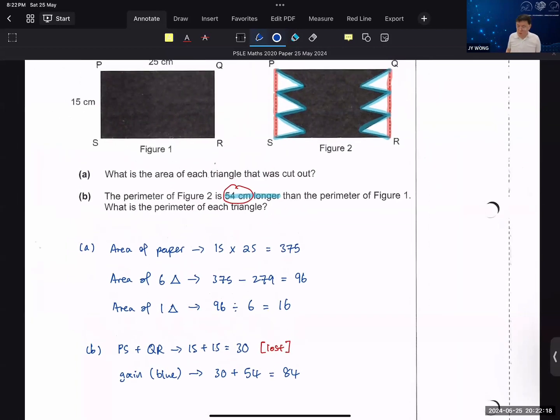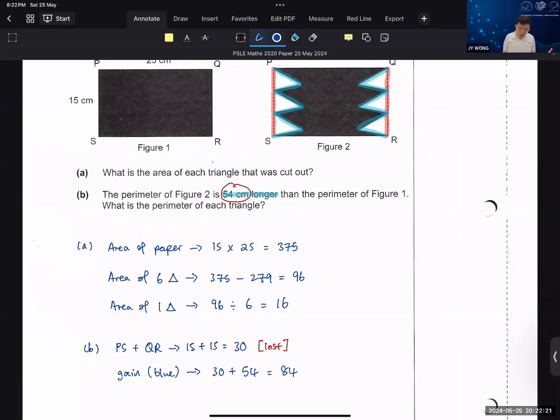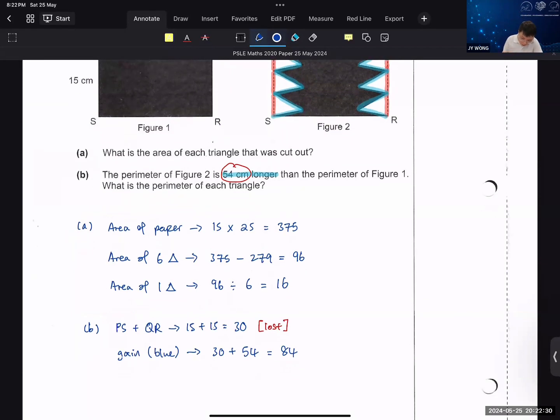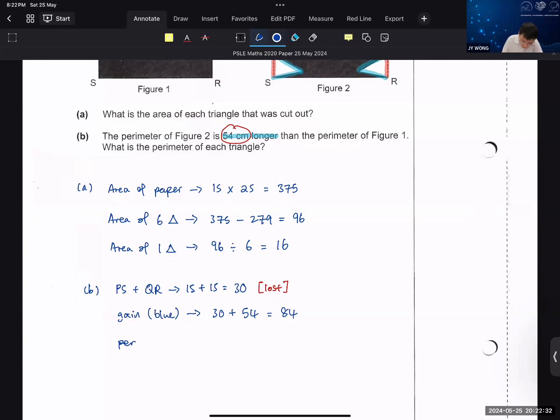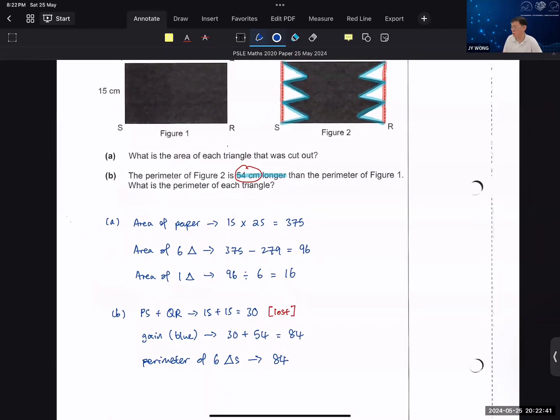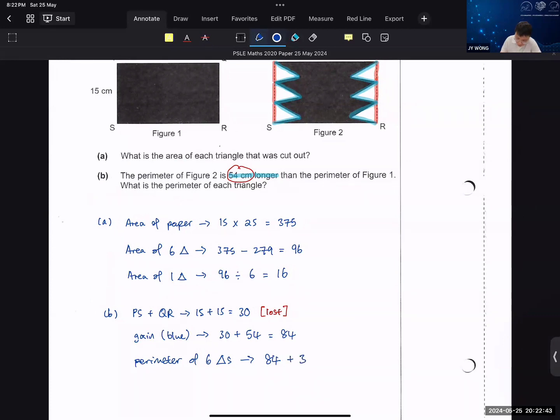That means the 6 blue parts add up to 84, but then because you lose the red part, you need to minus away the red part. Which means your total perimeter of 6 triangles is the part that you gain, which is 84, because they are the blue parts, plus 30, which is the red part, to give you 114.